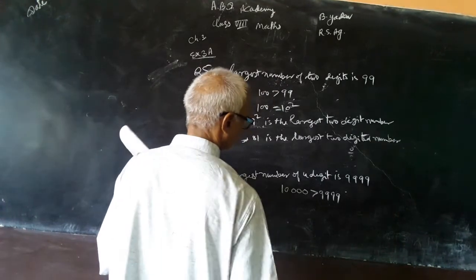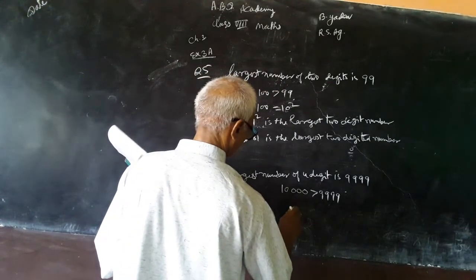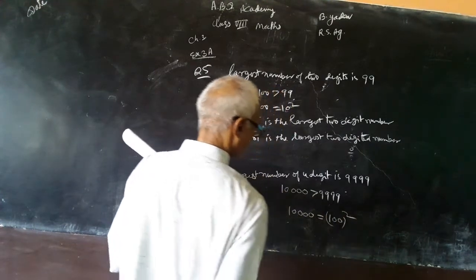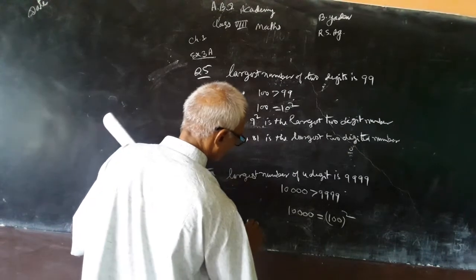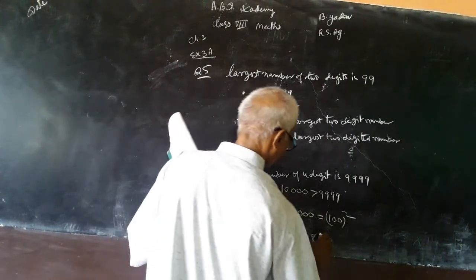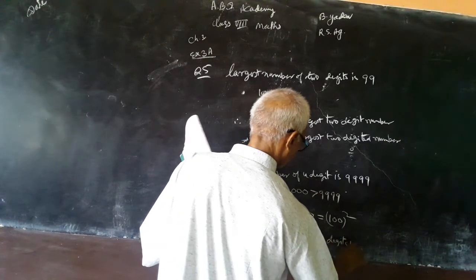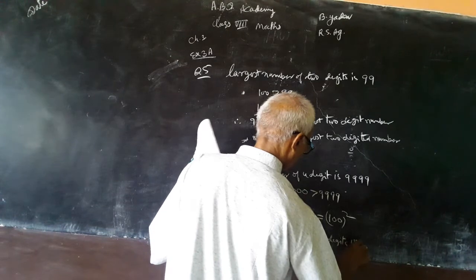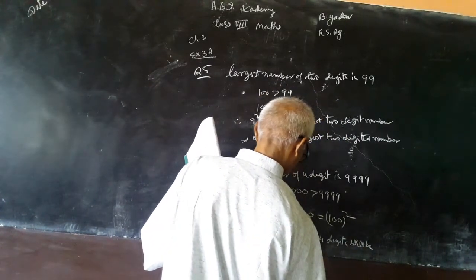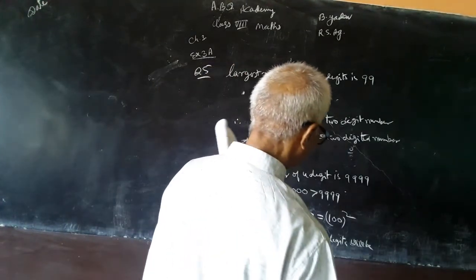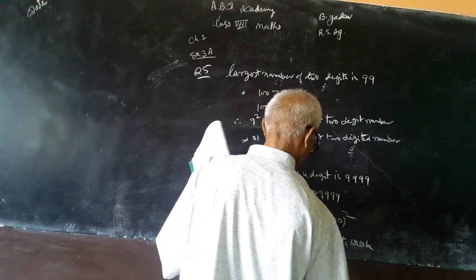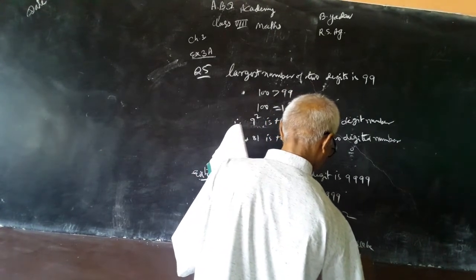And here this 10000 is 100 square. Therefore, the largest number of four digit will be 99 square, which is a perfect square.